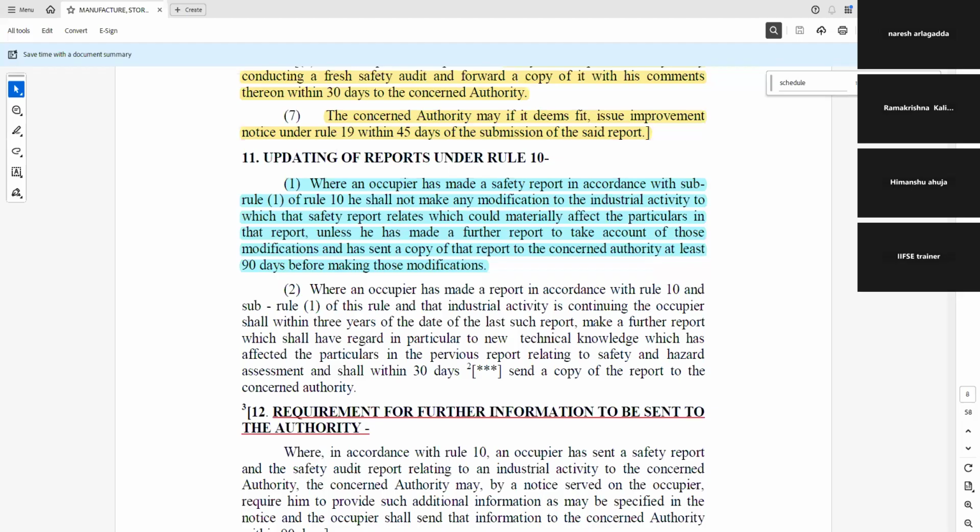So where an occupier has made a report in accordance with rule number 10 and these rules, and the industrial activity is continuing, the occupier shall within 3 years of the date of the last such report make a further report, with regard in particular to the new technology or technical knowledge which has affected the particulars in the previous report related to safety and hazard assessment, and send a copy of the report to the concerned authority. So once in 3 years, you will be submitting the revised report as well.